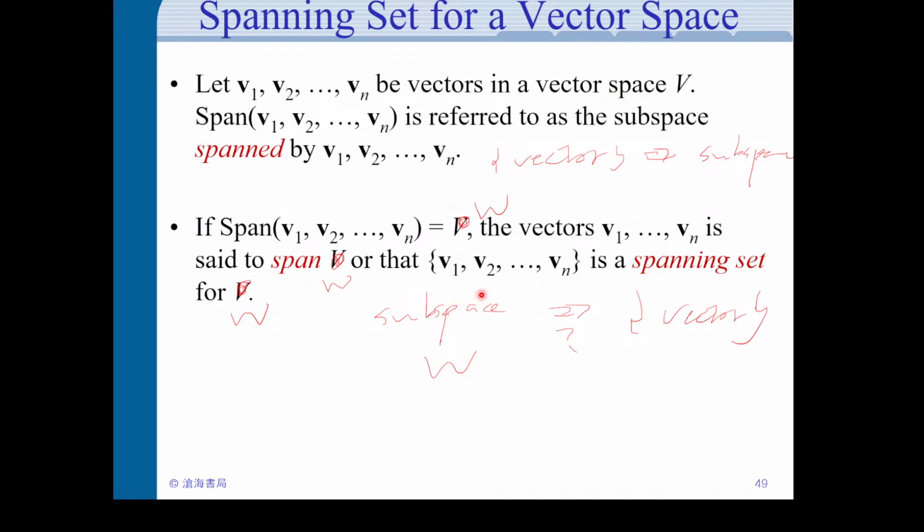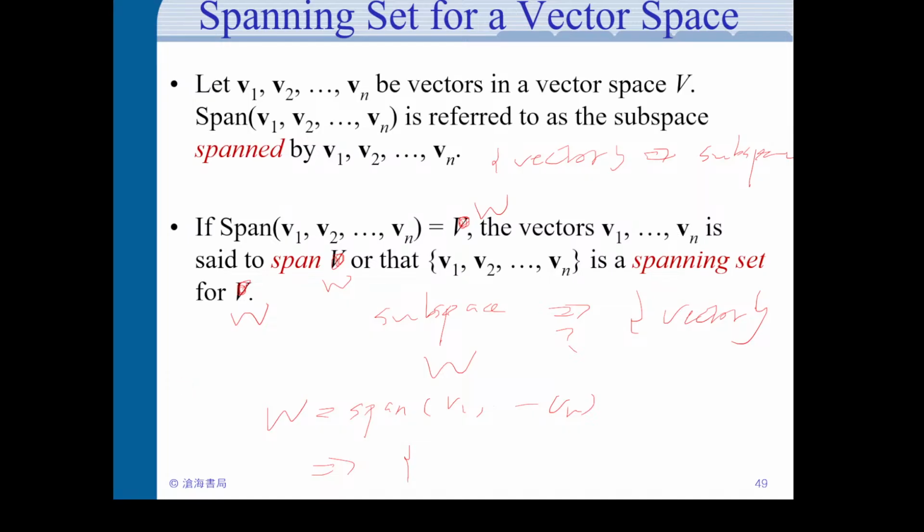If W equals the span of V1 to Vn, then there are three ways to describe this. We can say V1 to Vn span W, or we can say W is spanned by V1 to Vn, or we can say V1 to Vn is a spanning set for W.